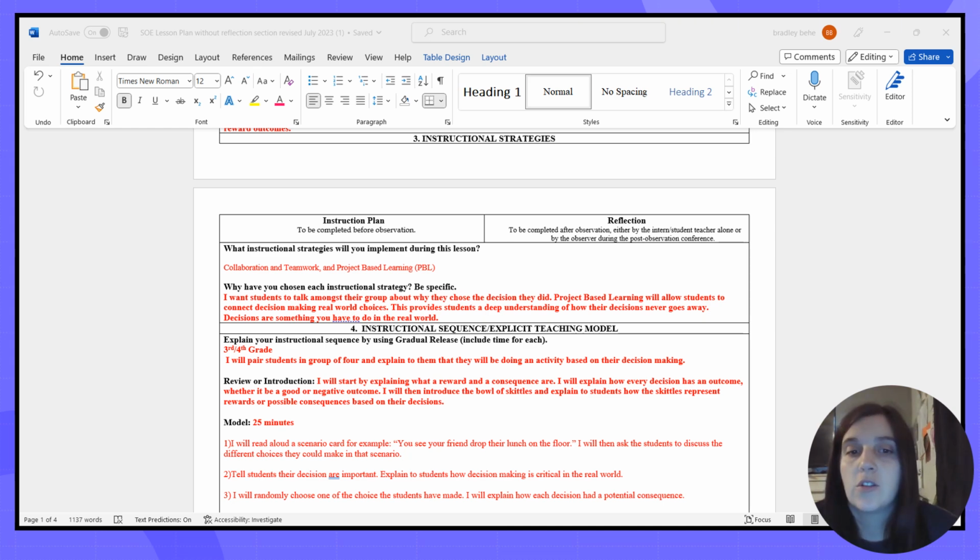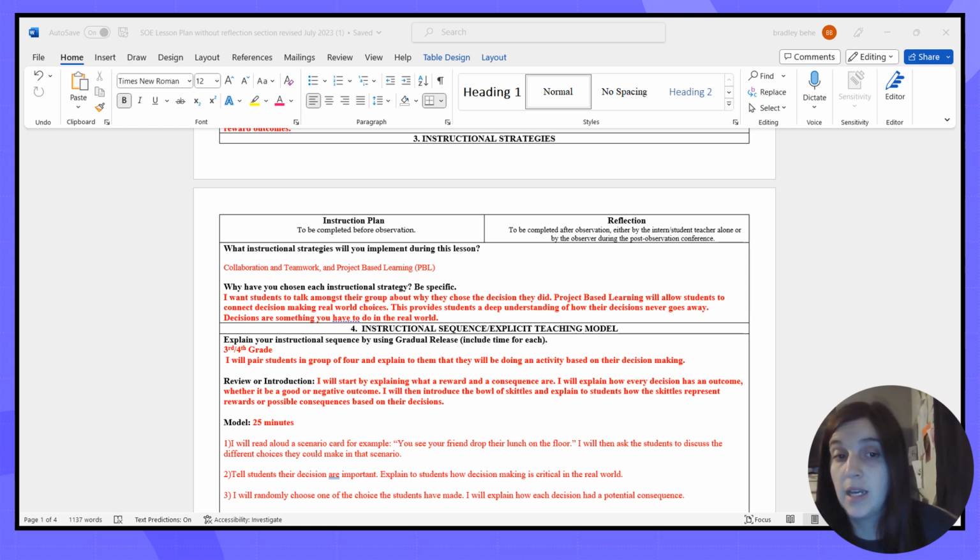So my instructional sequence model, I am presumably teaching third, fourth grade. I will pair students into groups of fours and explain to them that they will be doing an activity based on their decision making.